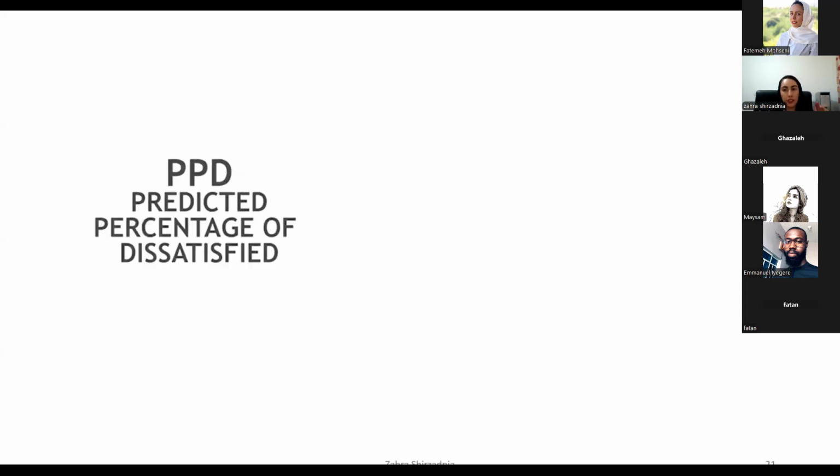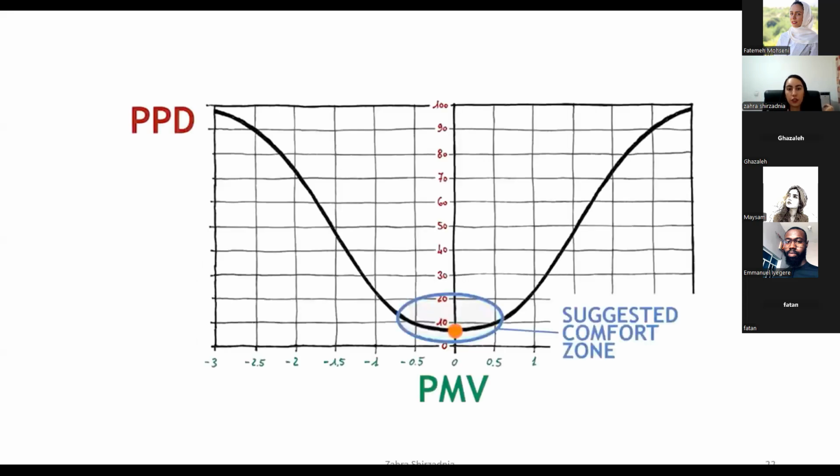In order to predict the number of people likely to feel uncomfortable in an environment, another index was introduced, the PPD, predicted percentage of dissatisfied, which provides a quantitative prediction of the number of thermally dissatisfied people. And yes, this is a suggested comfort zone, as you see in the picture in the chart.